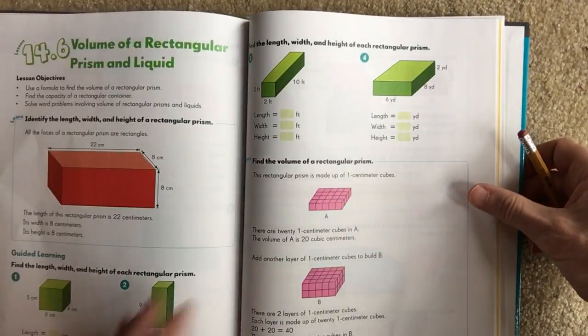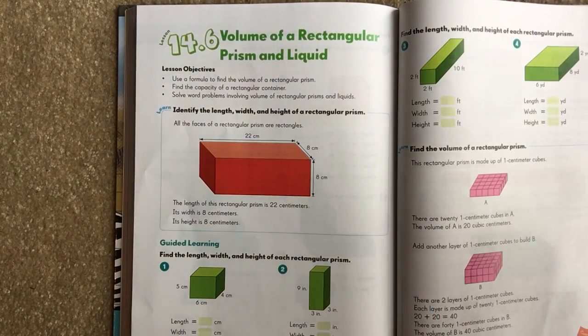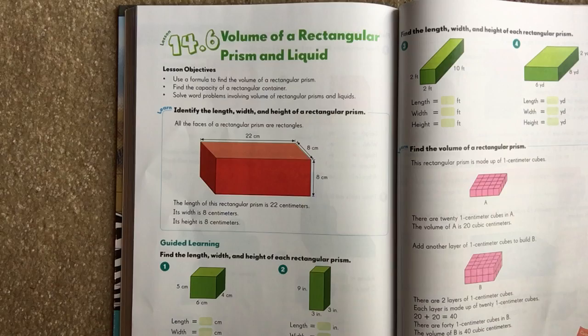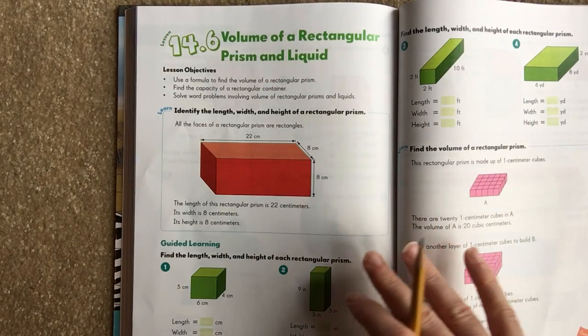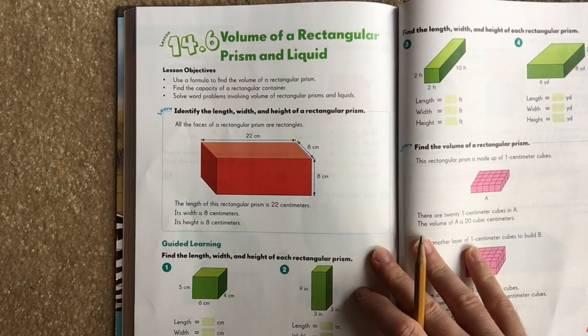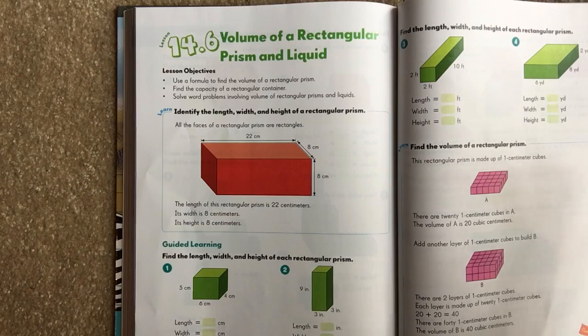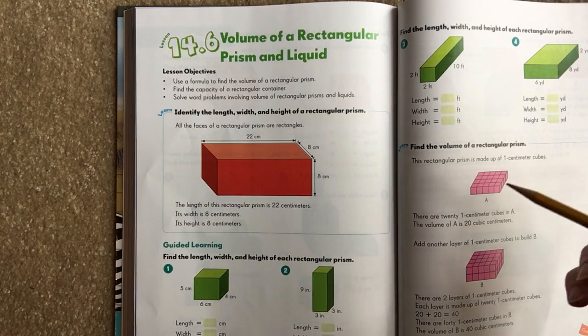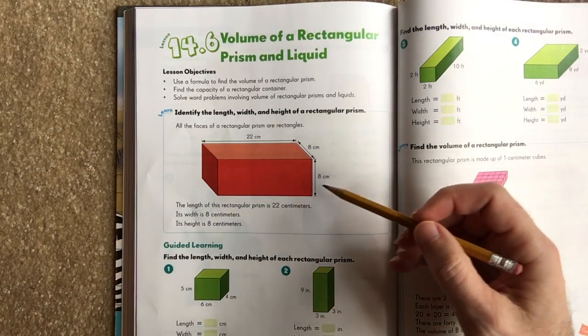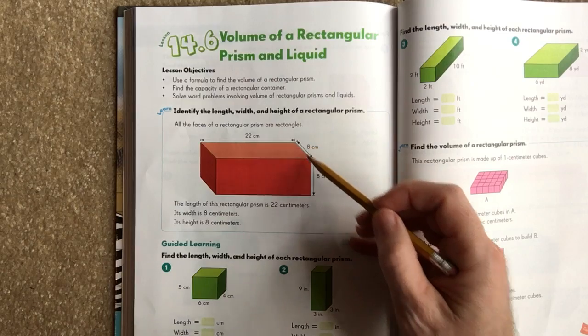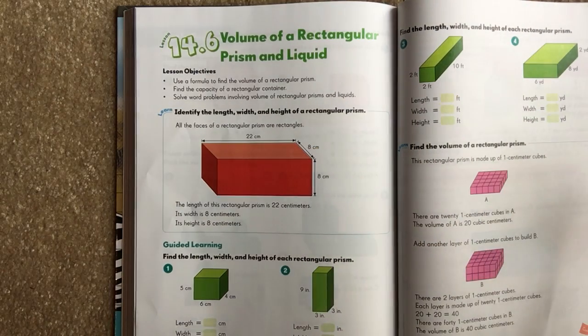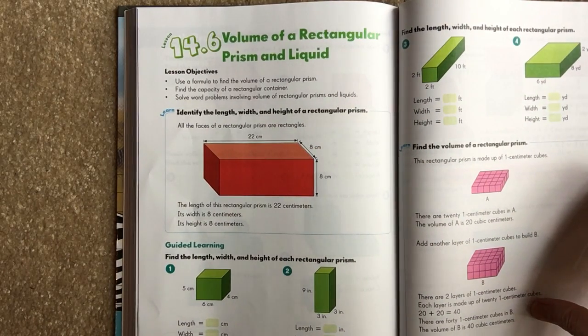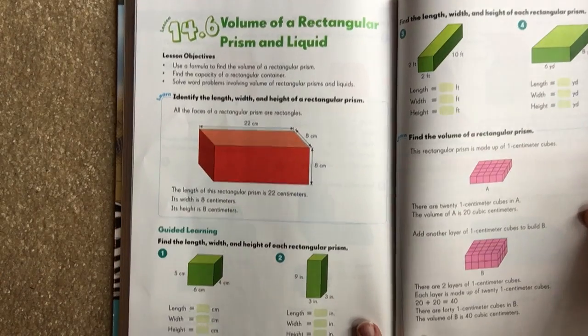We then get into 14.6, volume of rectangular prisms and liquid. So we started to look at this a little bit yesterday and understand that we need to be able to measure the length and the width and the height of prisms, and that can help us to find the volume.